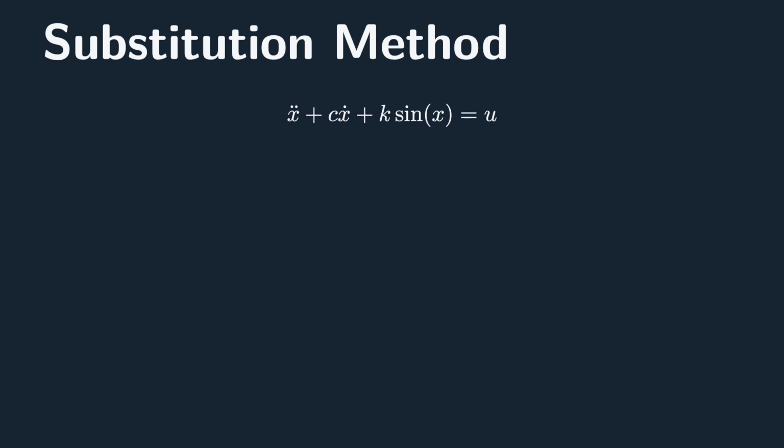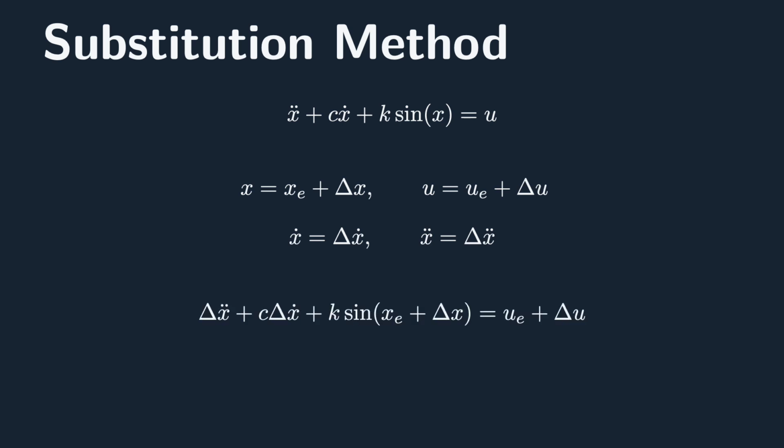Instead of first defining the whole left-hand side as f, we substitute the deviation variables directly into the nonlinear ODE. We write x as x sub e plus delta x, and u as u sub e plus delta u. Since x sub e is constant, x dot becomes delta x dot, and x double dot becomes delta x double dot. Substituting these into the original ODE gives an equation in terms of the deviations.